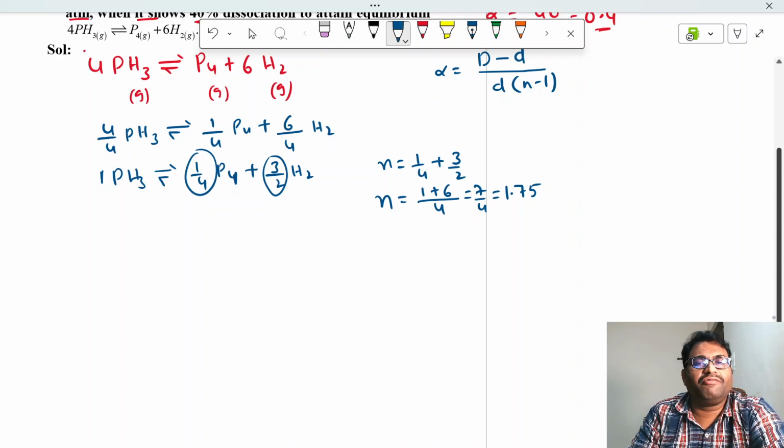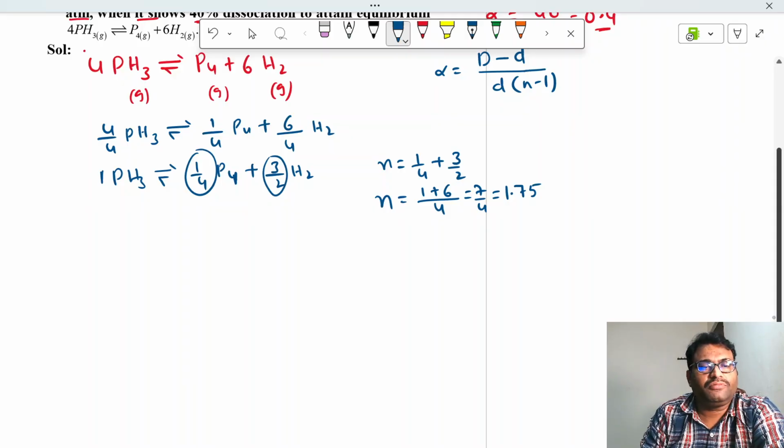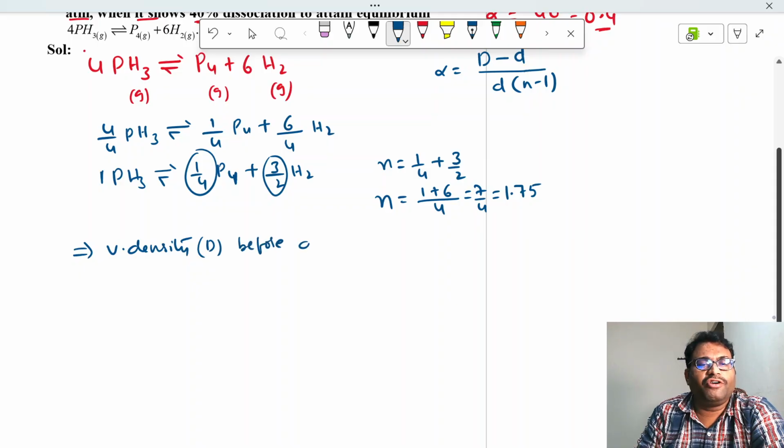Then what do you need to calculate? We want to calculate small d. After 40% dissociation, what is its vapor density? And we know the formula. First of all, we have to calculate capital D, the vapor density before dissociation. Before dissociation, only PH3 is present. So what is the molecular weight of PH3? That is 31 plus 3, which is 34.